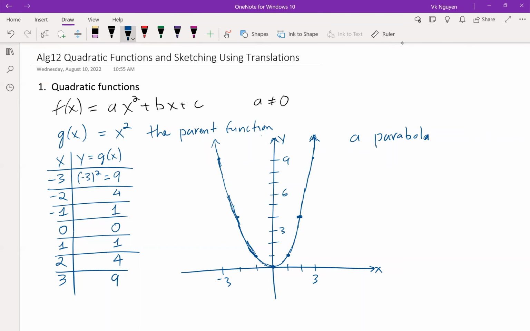It has a domain and a range. Domain is, well, if you extend the arrow, you're going to include all real numbers, negative infinity to infinity. And then the range depends on the point that is at the bottom. This point right here, we call it the vertex. For the parent function, the vertex is 0, 0. Range is the value on the y-axis. So as you can see, we go from 0 to infinity.